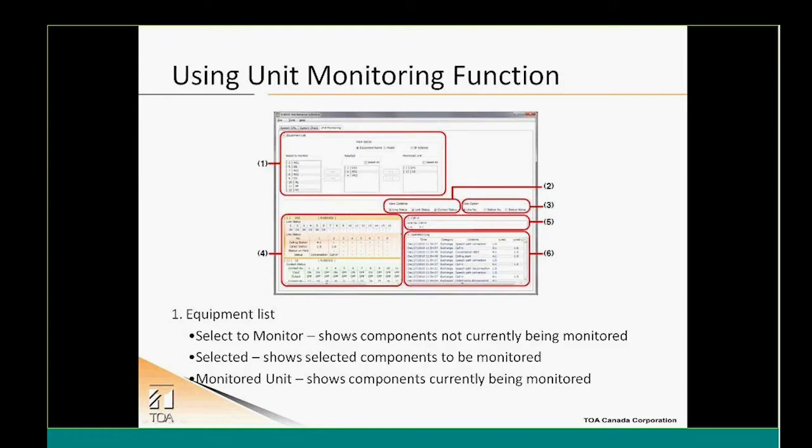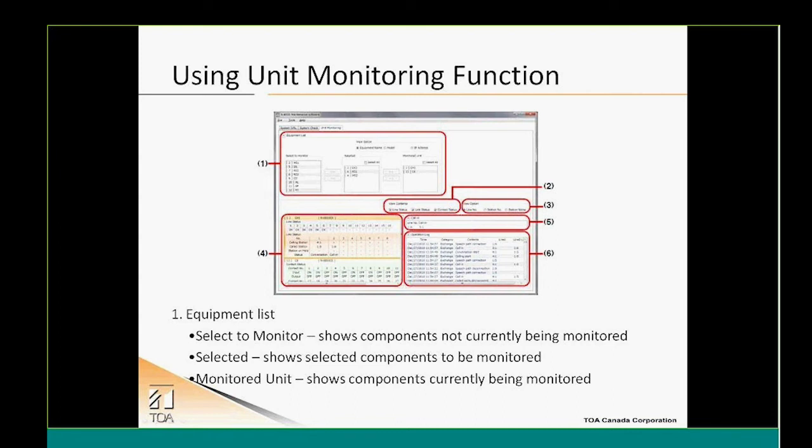Our next topic is using the unit monitoring functions. Section 1 of the unit monitoring functions is the equipment list. And you'll notice there's 3 viewing options available to you, either by equipment name, equipment model, or the IP address you assign to your equipment.